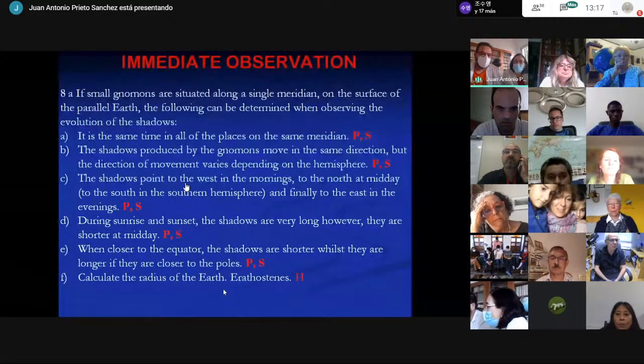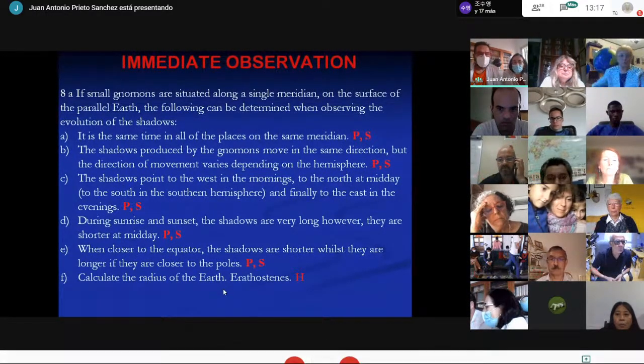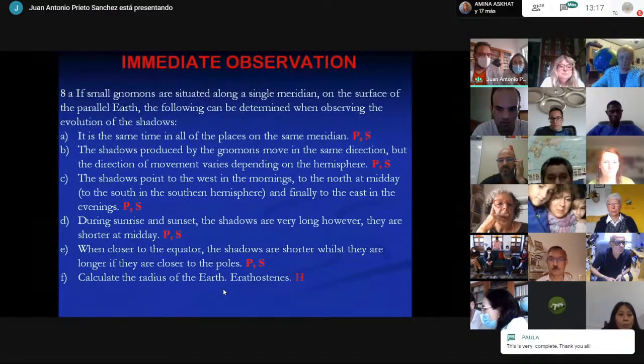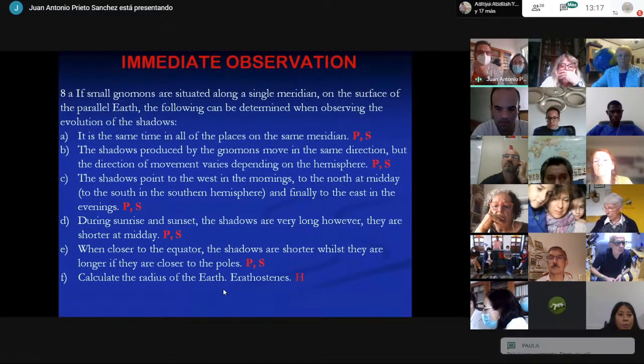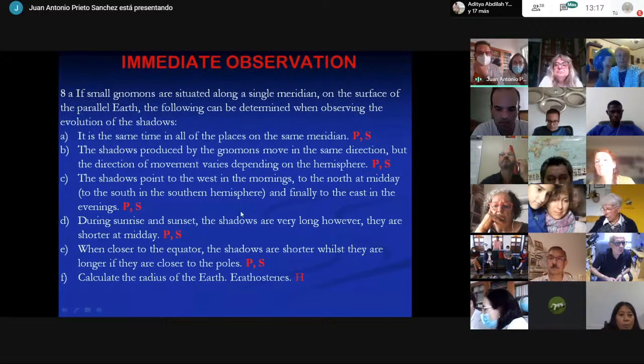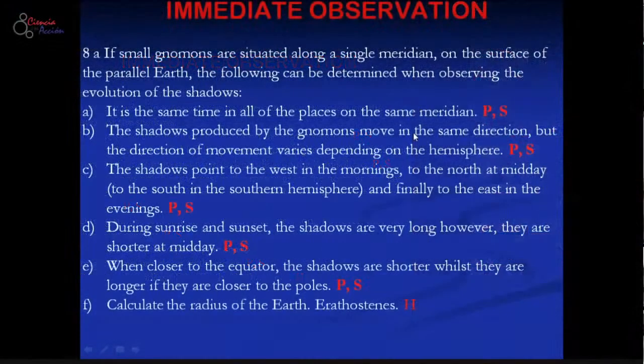Similarly, if we use gnomons situated along a single meridian, we can study that it is the same time in all the places on the same meridian, and that the shadows produced by the gnomons move in the same direction, but the direction of movement varies depending on the hemisphere. The shadows point to the west in the mornings, to the north at midday, or south in the southern hemisphere, and finally to the east in the evenings.